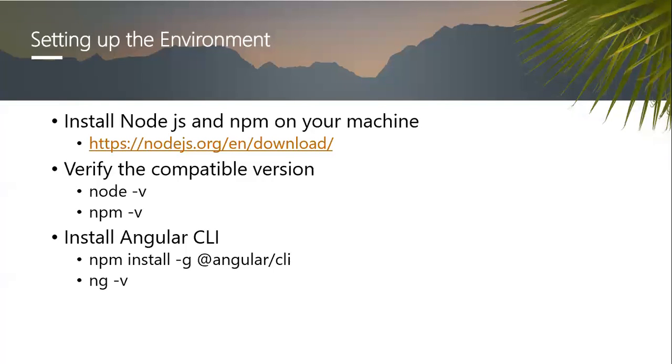So this is the sequence of the installation. First, you need to download the Node.js package and install it. After that, you need to verify that it has been installed on your machine. Next, you need to install the Angular CLI package. After that, you can check its version also.